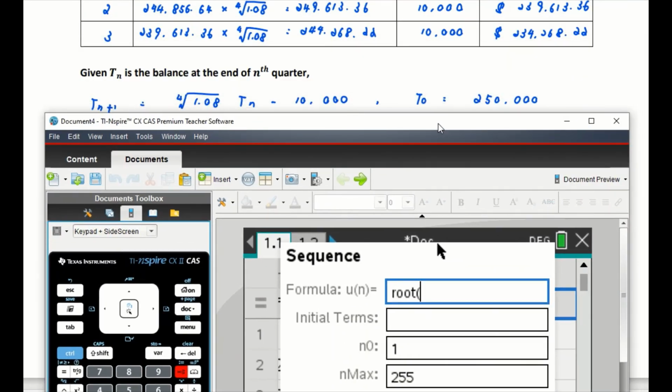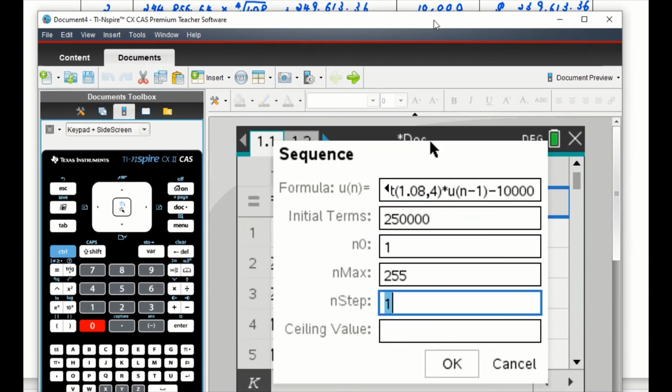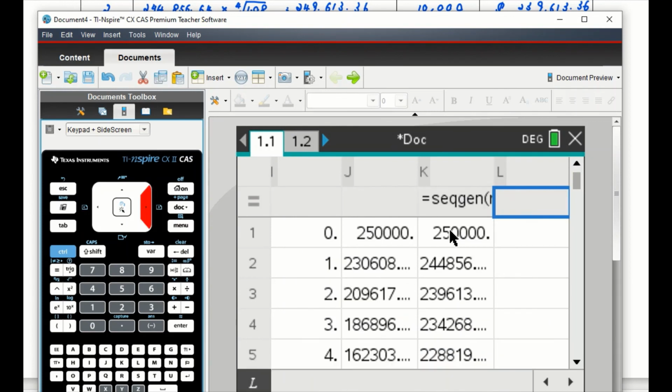So one number is the number outside and the number inside. We put the root of 1.08, and the power of the root is 4, so 1.08 comma 4. Then multiply with the previous term minus 1, and then minus our 10,000. For T1, our initial term, we use our T0, because we do not involve n in our index. Just tap, and you should be able to get this.